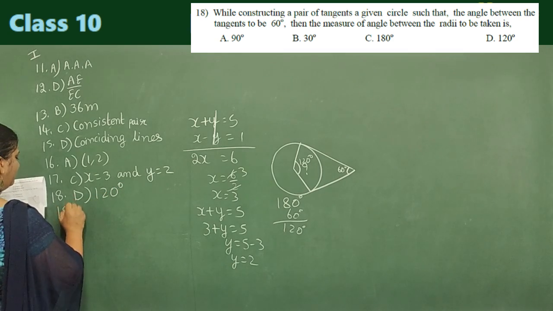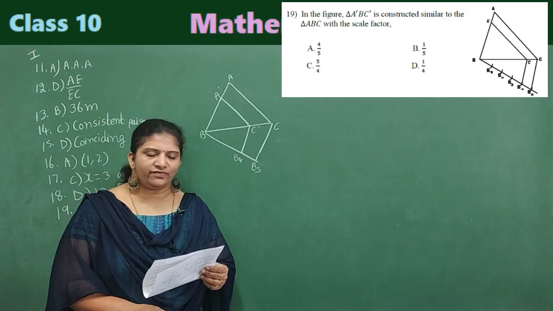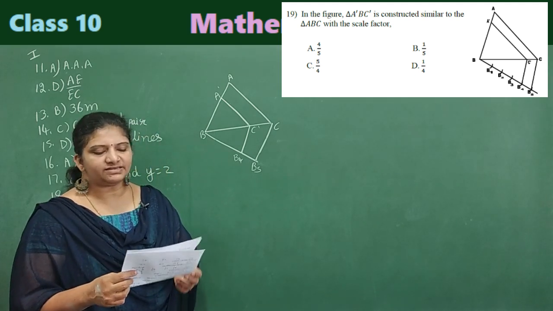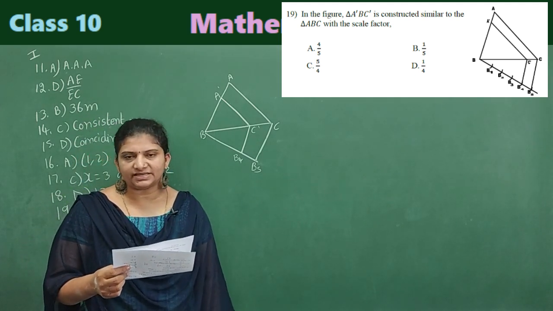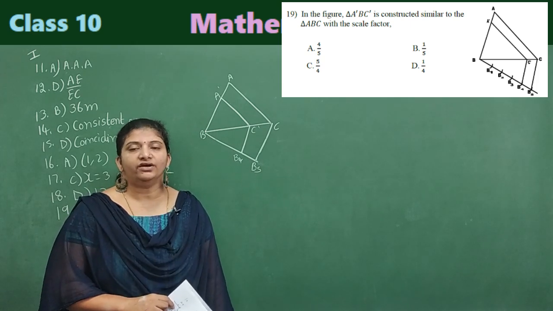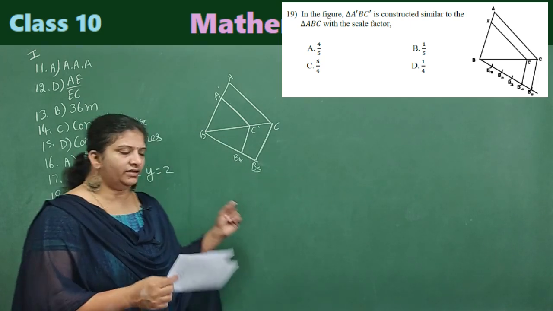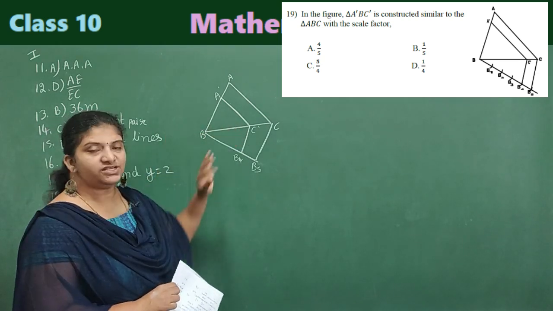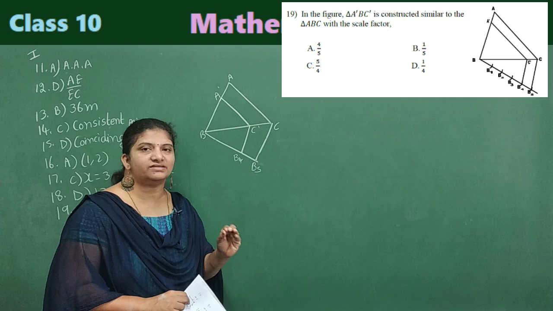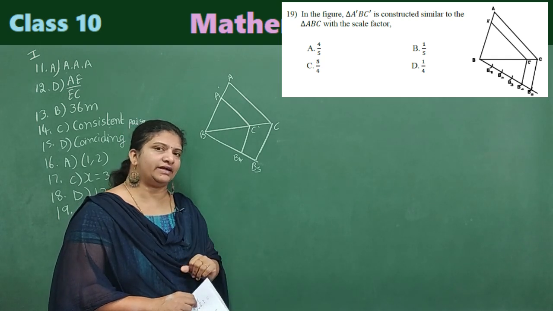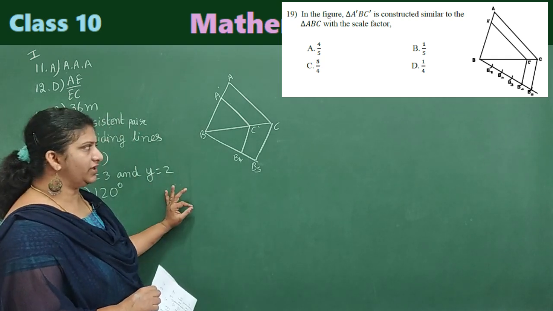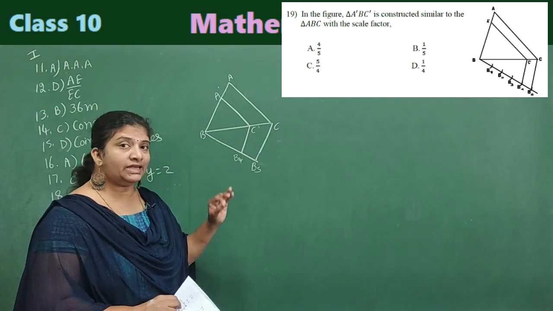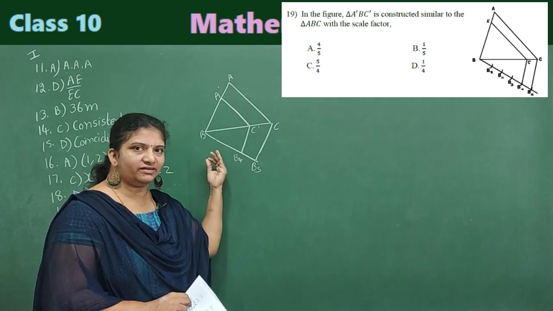120 degrees. 19th one. In the figure, triangle A'B'C' is constructed similar to the triangle ABC with the scale factor. We need to find the scale factor here. A'B'C' is a new triangle constructed in which scale factor? Okay, observe carefully. The original triangle is ABC and the new triangle is inside.